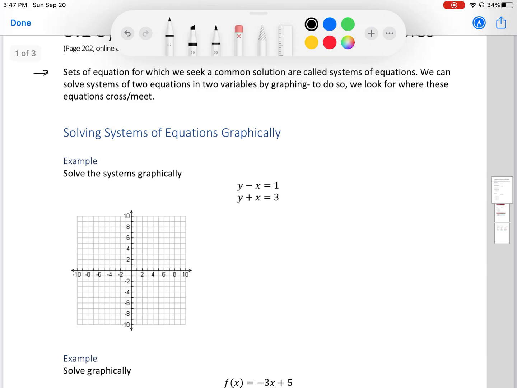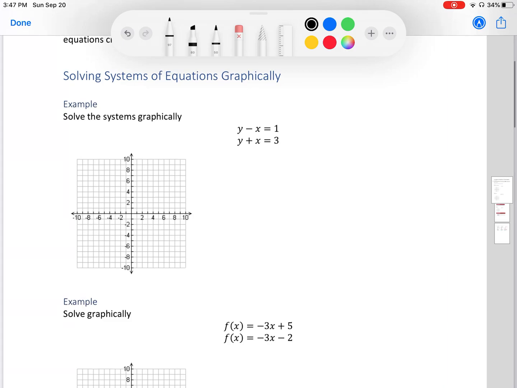Sets of equations for which we seek a common solution are called systems of equations. We can solve systems of two equations and two variables by graphing. To do so, we look for where these equations cross or where they meet. So let's do this first example. Solve the systems graphically.